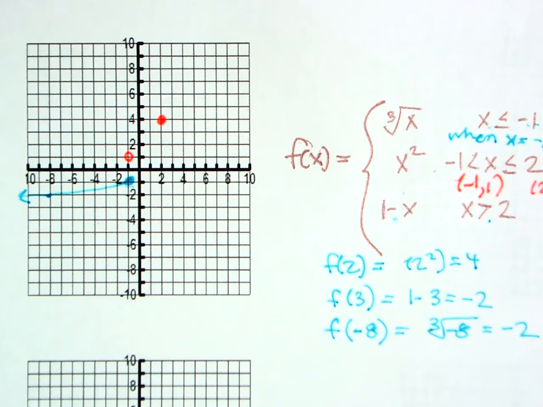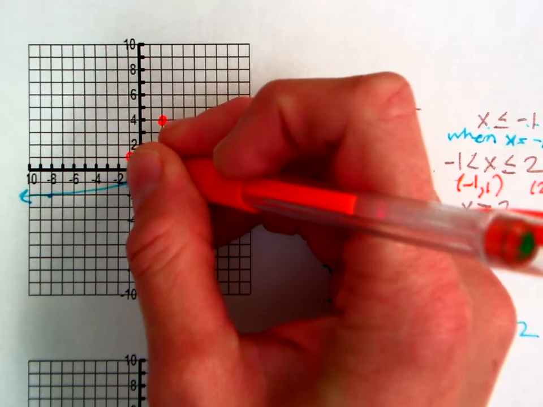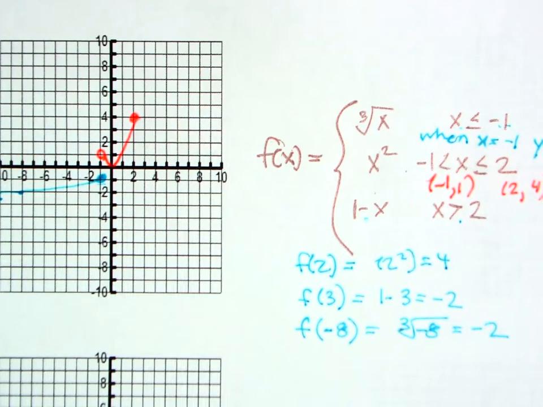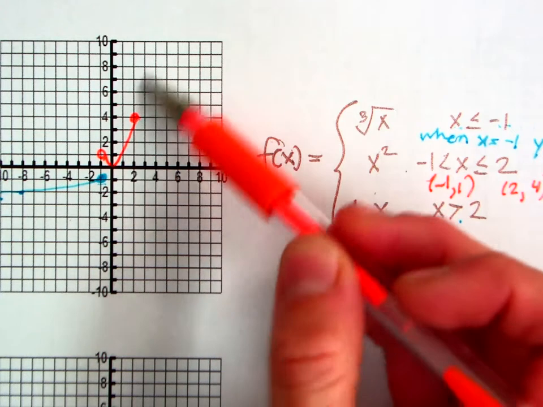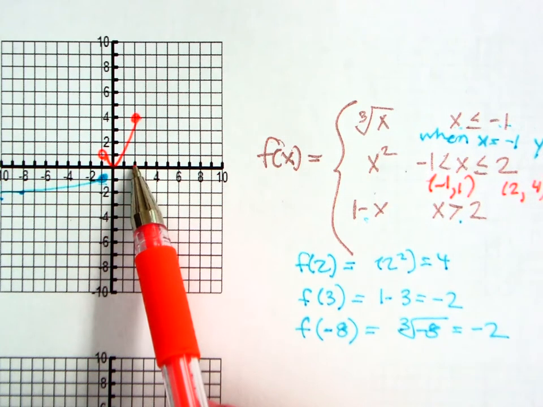Now I might be tempted to just connect the dots. However, we know that x squared hits 0 and comes back up. So this is a piece of x squared. If you think about x squared, it would be this whole thing. We're cutting it off between negative 1 and 2.